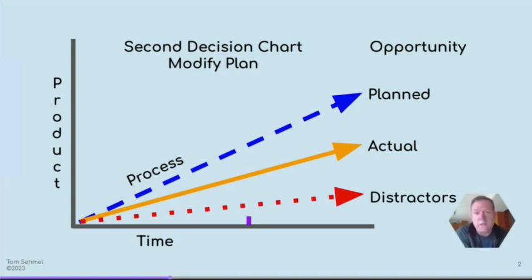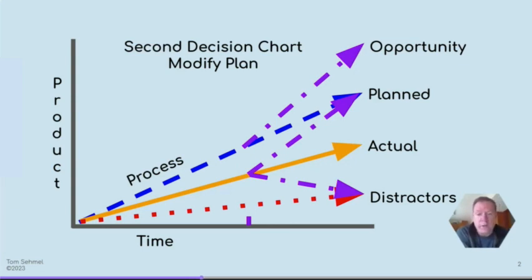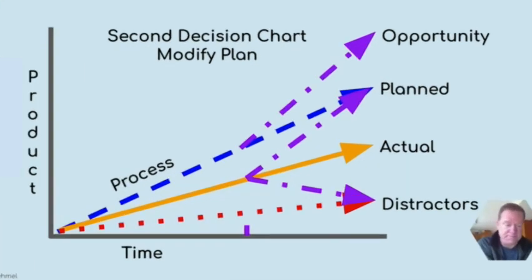Speaking of time, we can choose to react, and that is our second decision. What might that second decision look like? Where on our actual, we may have to change the process to get back to planned. We may change to whatever the distractor wanted. We may also change our process to get to the new opportunity. This is often done with change requests.